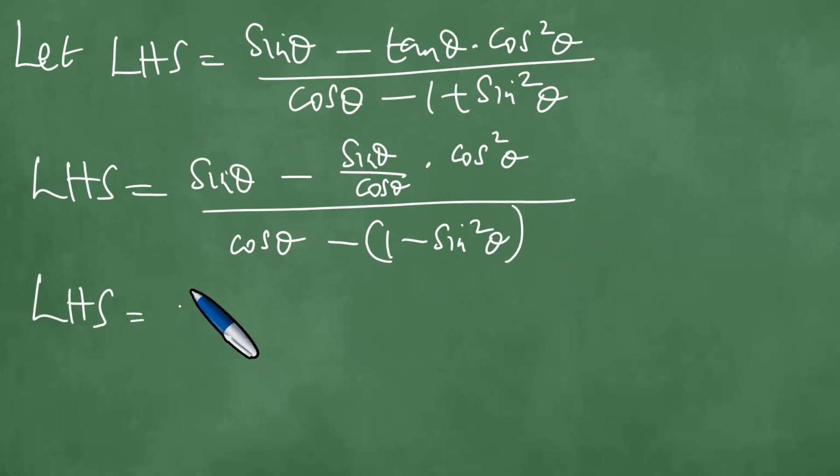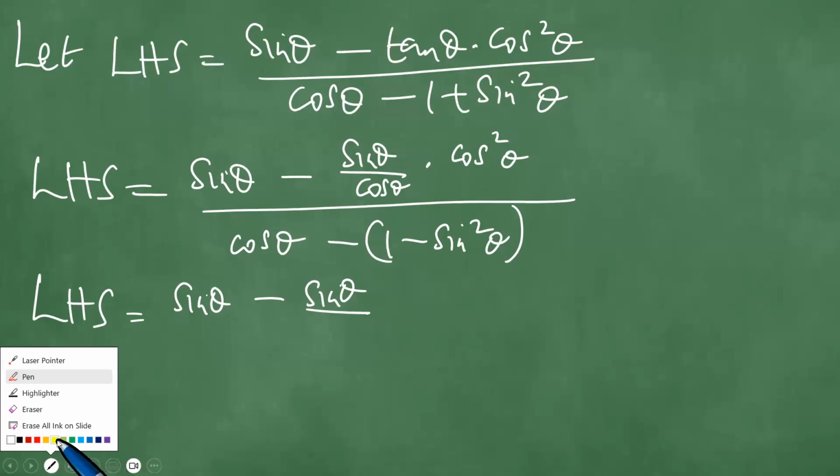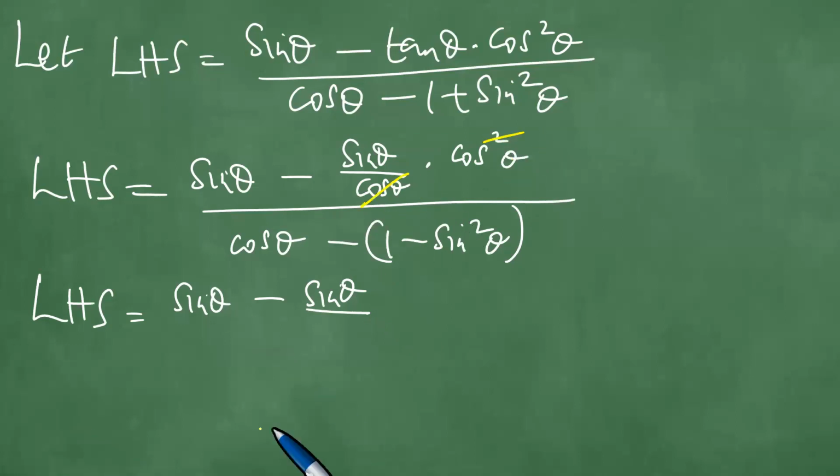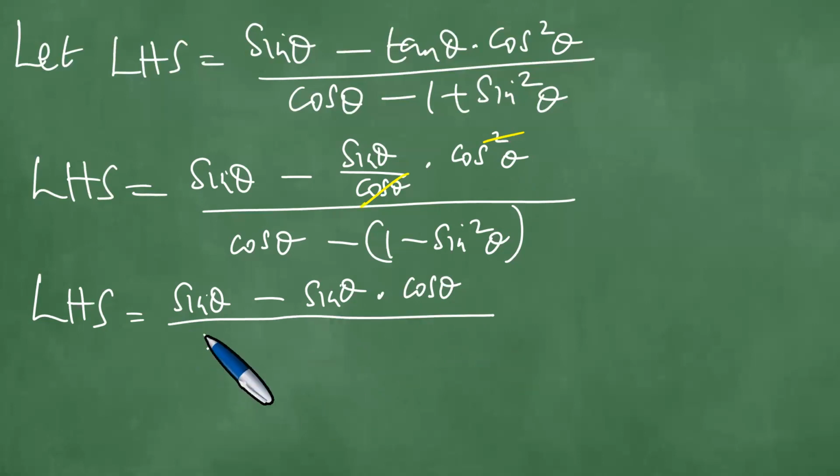What is 1 minus sine squared? Here, this cosine is going to cancel one of these. And what is 1 minus sine squared? It is going to be cos squared theta. Good. So what is the next thing here?